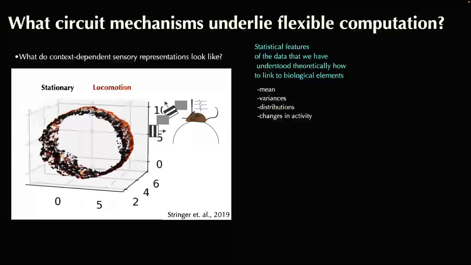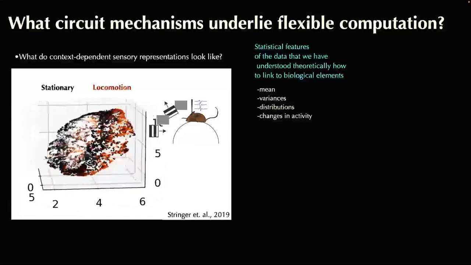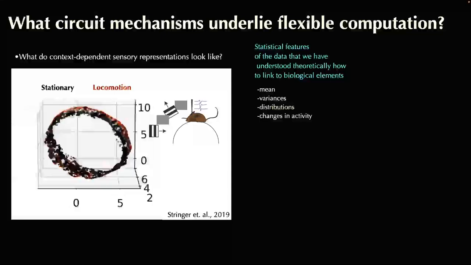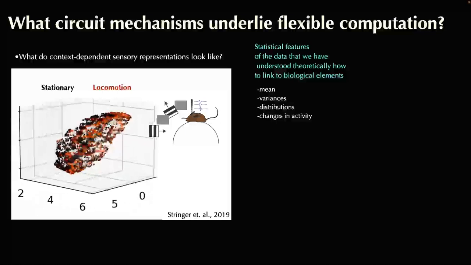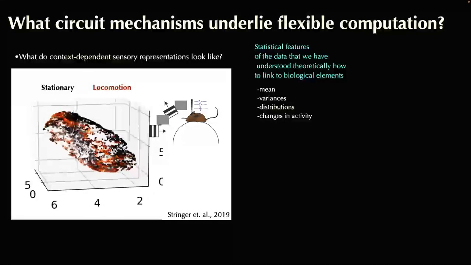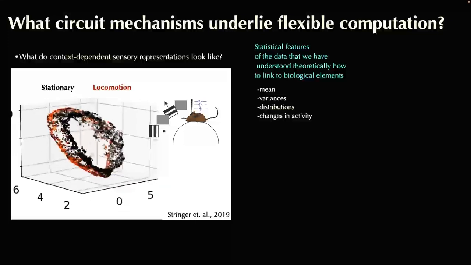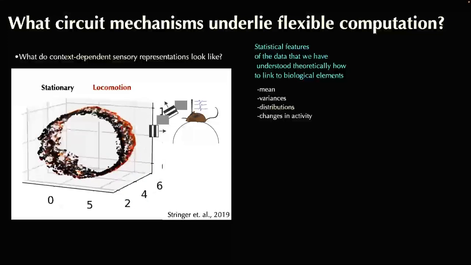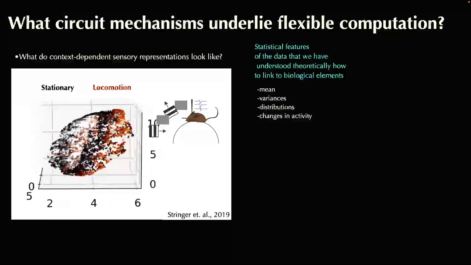So here again, you have a mouse. It sees different stimuli of different orientations. If you do some dimensionality reduction, this is UMAP, you will see that different stimuli span this ring, the different orientations. Now, each of these points is one trial, and if you color code it by whether the mouse is stationary or in locomotion, Stringer showed that the visual dimensions and the motor dimensions span mostly orthogonal subspaces.